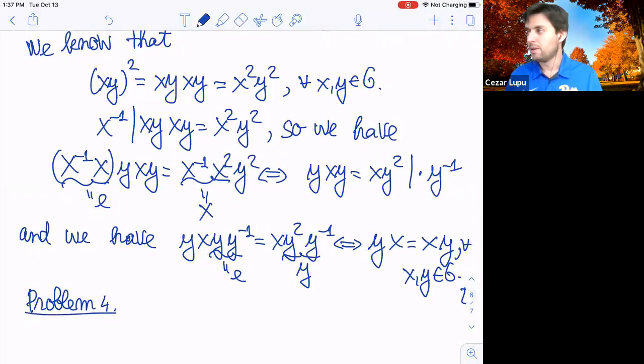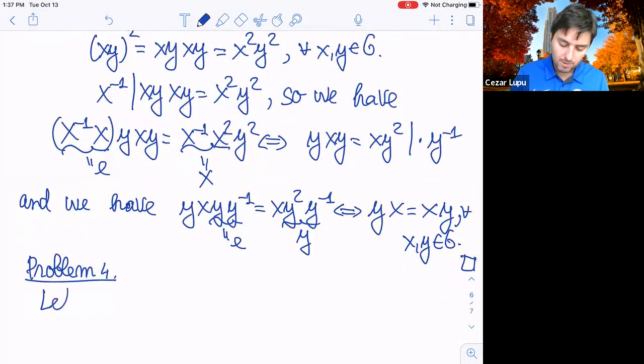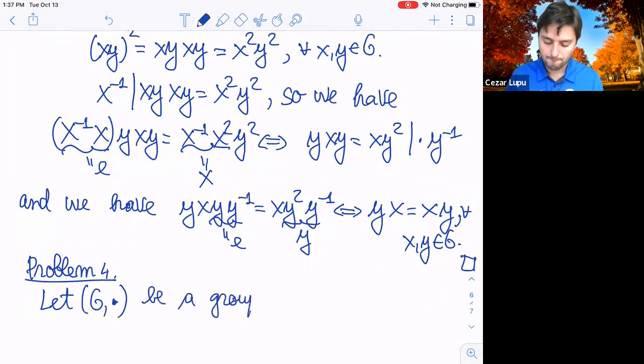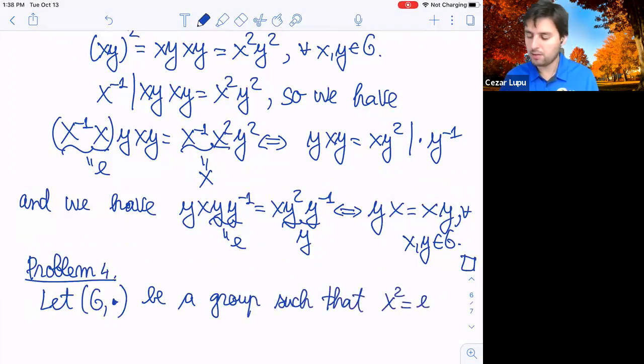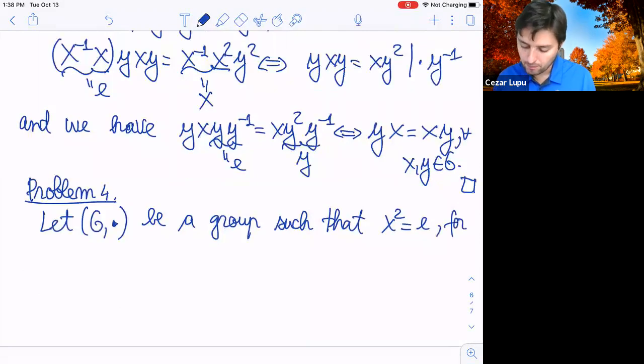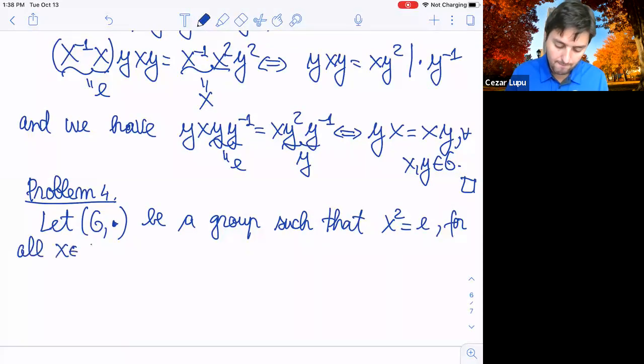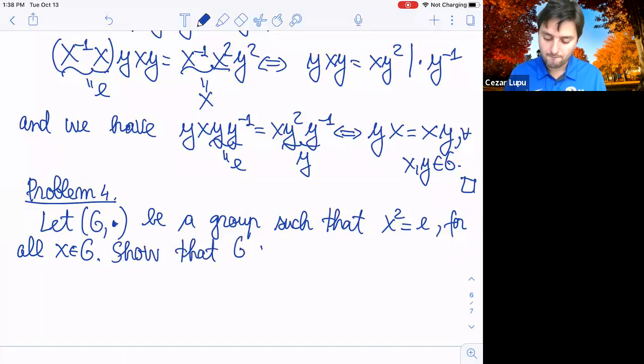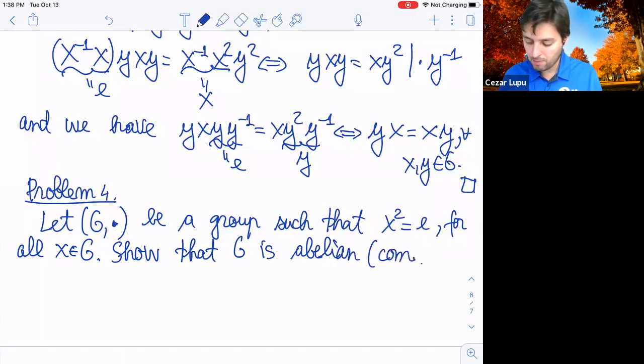So problem 4, the statement is the following: let G be a group such that x squared is the identity for all x in G. The first part, which is easy, is to show that G is abelian. And when I say abelian, I say commutative. Keep that in mind always.